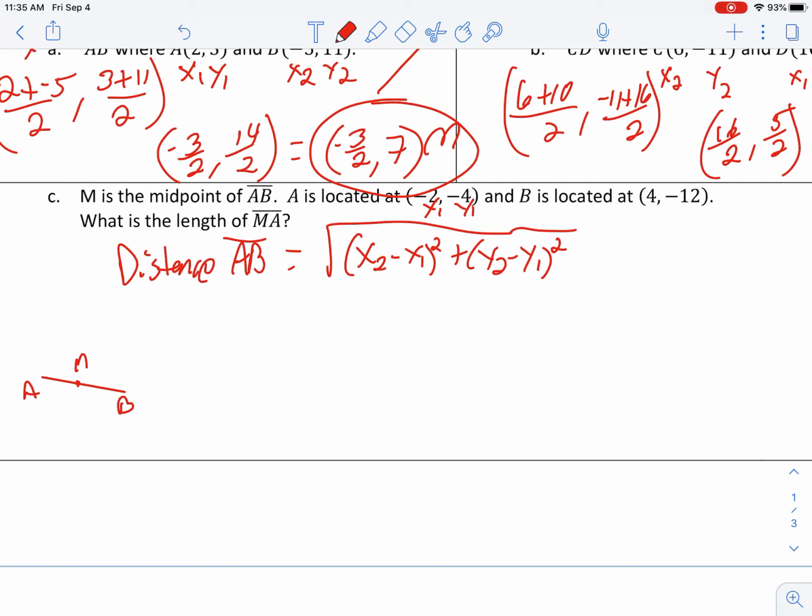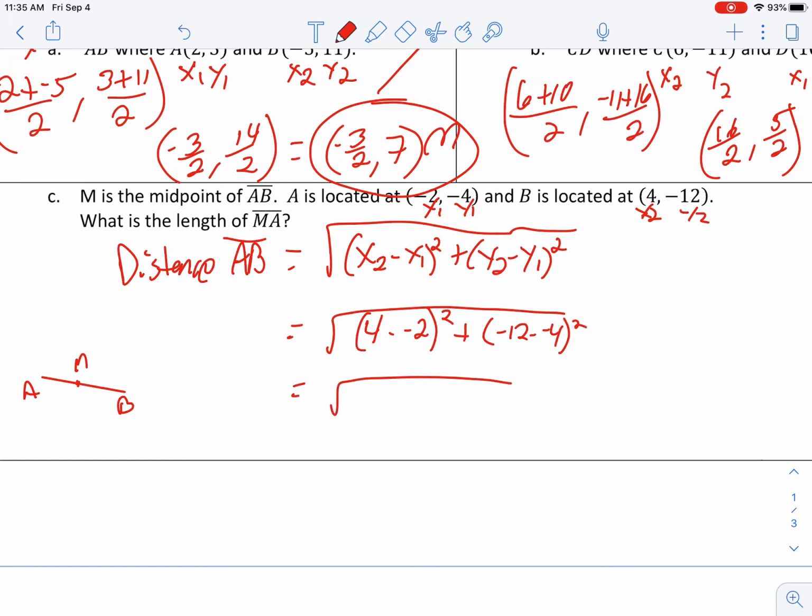So I don't care which one you call x1, y1, x2, y2. Again, it doesn't matter, okay? But now I'm going to go through and plug them in. Change in the x's squared, plus the change in the y's squared. So you better watch out for those negatives.